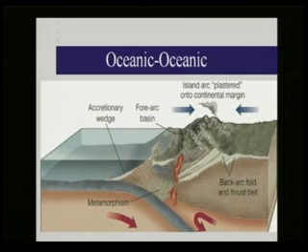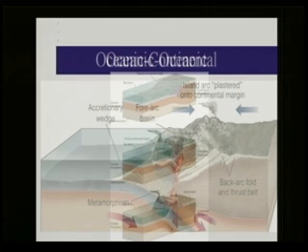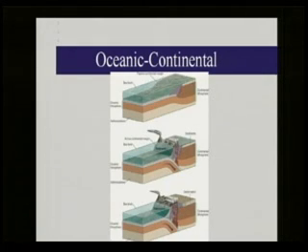Continued subduction results in thrusting of those back arc sediments onto the continent and suturing of that island arc to the continent. And the process of suturing a smaller piece of continental crust to a larger continental body is known as accretion. Similar things occur in oceanic continental plate margins.